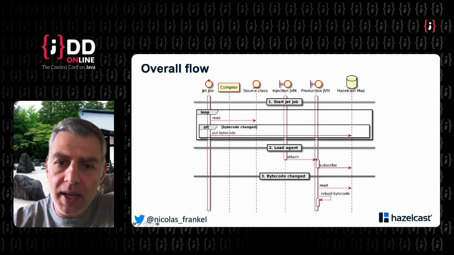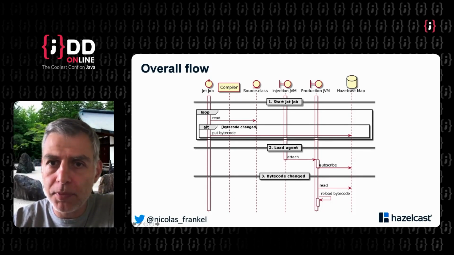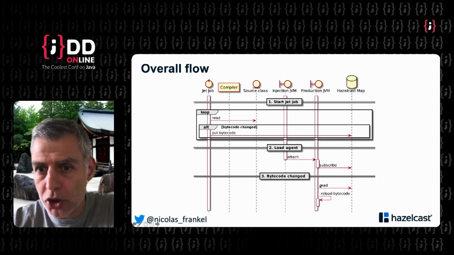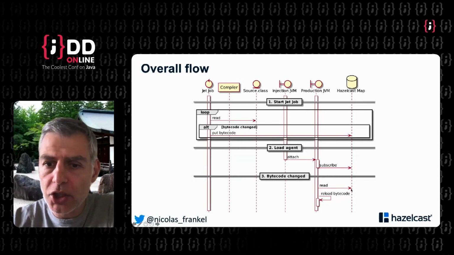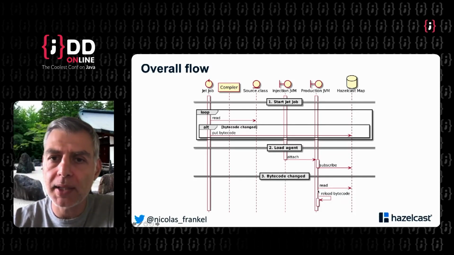Then we will load the agent attached to the production JVM. The production JVM will subscribe to the changes. And when there are changes, it will read the changes and reload the bytecode.